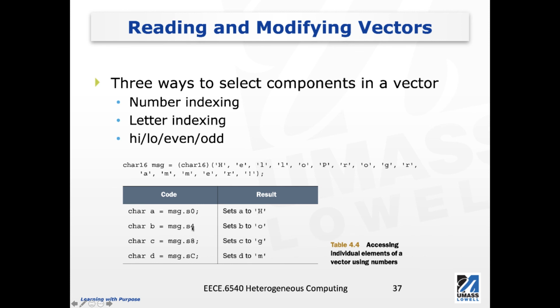Similarly, we can find s4. So we're going to find the letter with index 4. We start from 0: 0, 1, 2, 3, 4. So this 0 is the element that we want to assign to variable B. Similarly, we can find the 8th element and so on. Now the last one, sC. C here indicates that we want the element at index C, and C is hexadecimal. So that is 12, and this is going to be 12, 13, 14, 15. So this is the M that we will retrieve, and we will assign that value to another variable D.